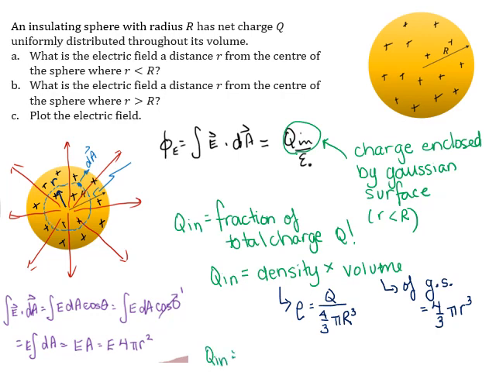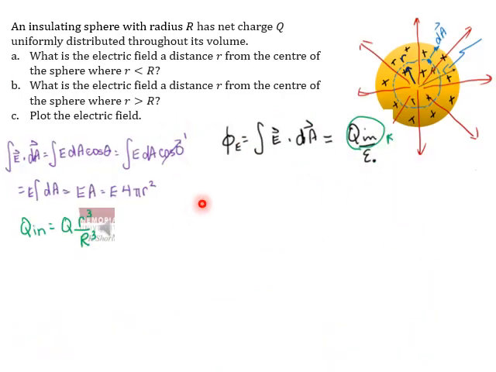Q in equals our density, total charge divided by total volume, times the volume of the Gaussian surface, 4/3 pi times little r cubed. That means that our net charge inside equals, let's see what cancels. 4/3 cancels, pi cancels. So we're left with our total charge Q times the little radius cubed divided by the big radius cubed. Okay, now we have an expression for the integral of E dot dA, the net flux. We have an expression for the charge inside. Let's put those together and see what we get.